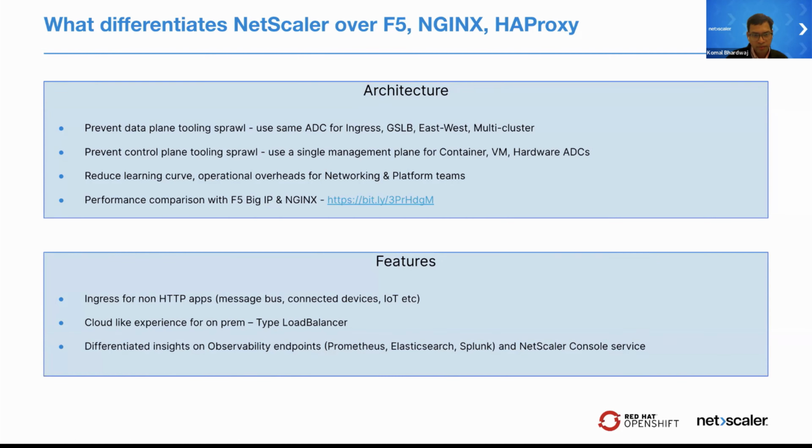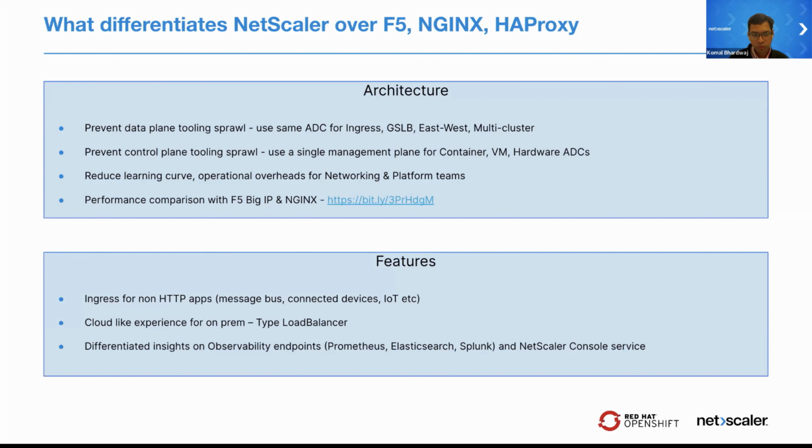On the performance side, we have done a comparison with F5 BIG-IP and Nginx on two critical factors. One is the throughput and the latency: how many HTTP and TCP requests we are able to serve, and what is the latency introduced by the reverse proxy. And in those instances also, we have really shined. We've shared a link here that compares the performance of NetScaler and the other available proxies in the market.